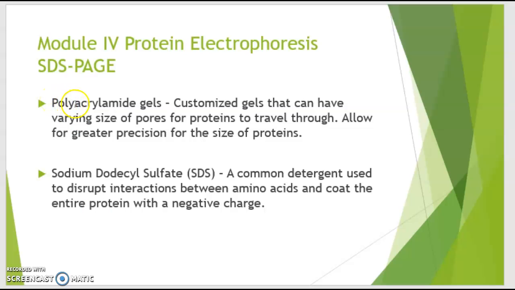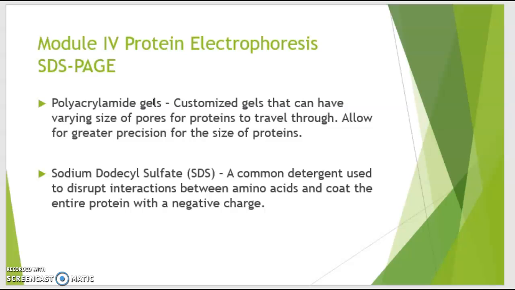PAGE is that it's a polyacrylamide gel, and it uses varying size pores. Normally in gel electrophoresis, it's one consistent size pore in the agarose gel. These have varying size pores, which makes it difficult for proteins of different sizes to travel through it, and allows for some proteins to travel faster.